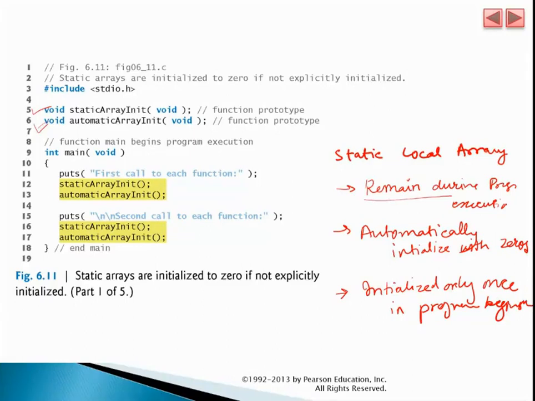Now in the main program, we are calling these two functions, static array init and automatic array init, two times, one by one. So in the main function, first we will call static array init, then automatic array init. This is the first call to each of these functions. In the second call, we will again call static array and again call automatic array. So if I would like to explain what is happening inside the memory, or what is happening with the function stack frames that we have seen.